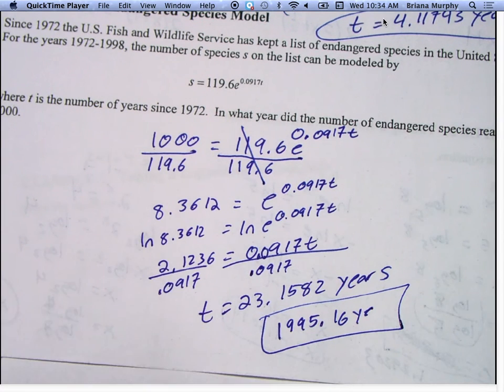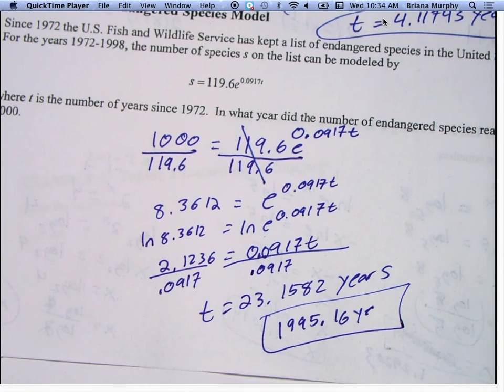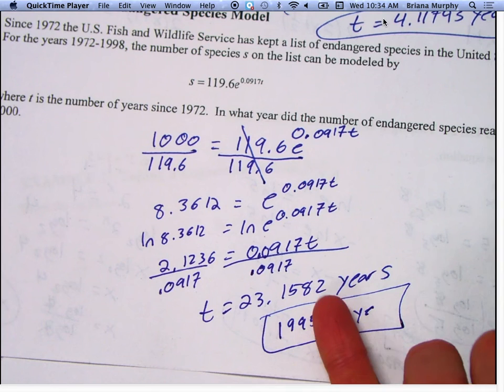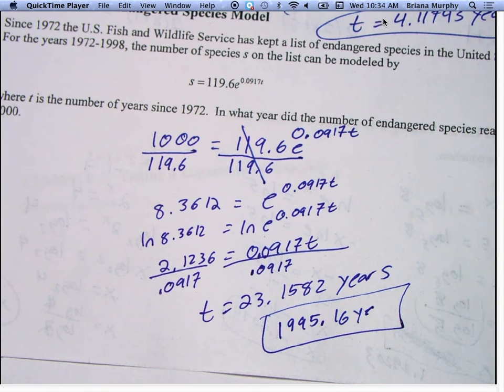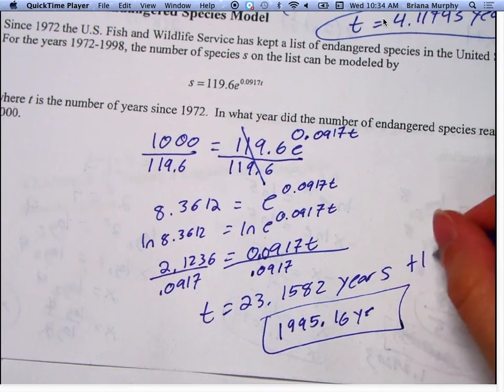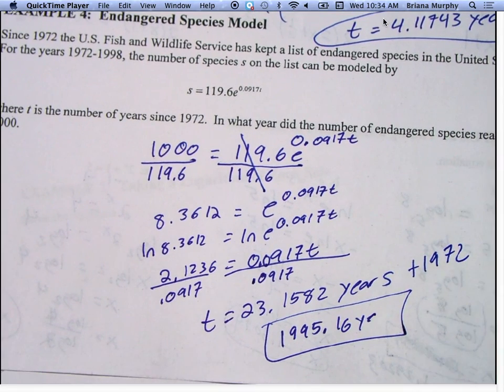Any questions on that before we get started on our homework? So then I took 23.1582 and added it to 1972, because that's the year we started. So I took this many years and added it to 1972, because that was the year we started.